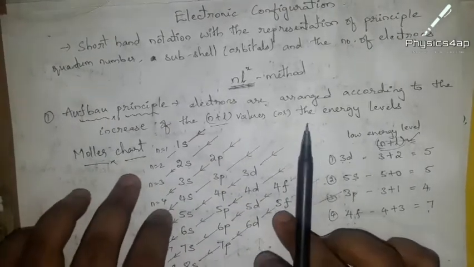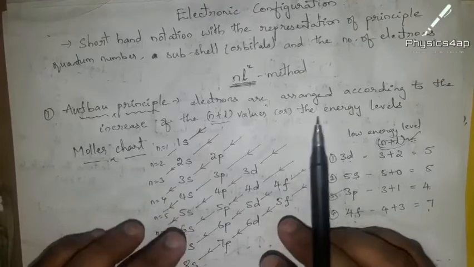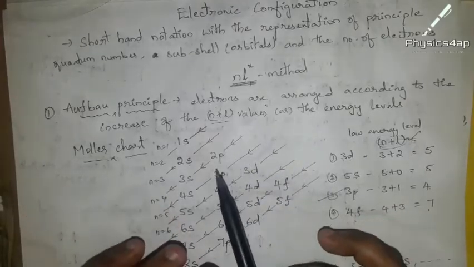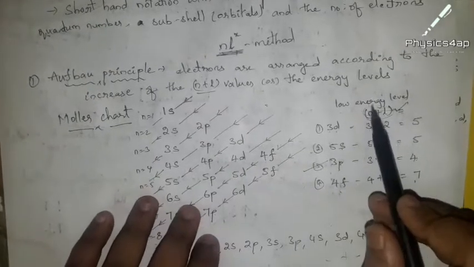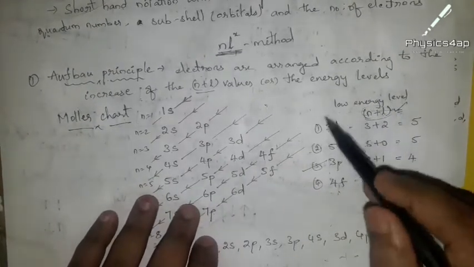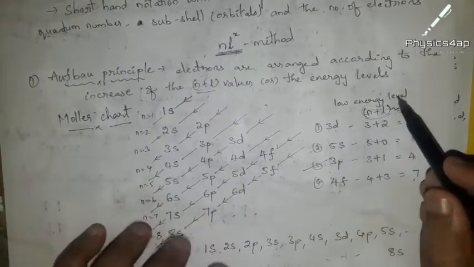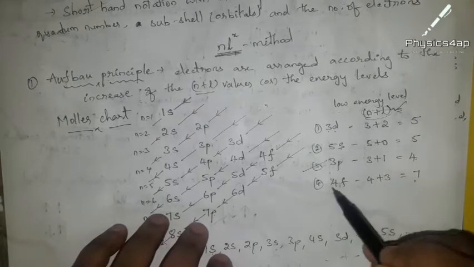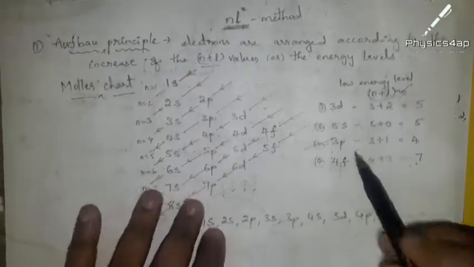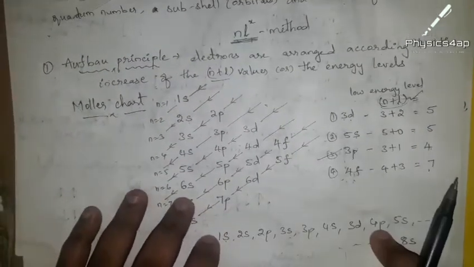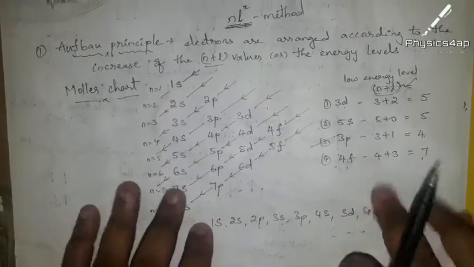So with the help of this Moeller chart, we can arrange the electrons in a specified manner, according to the increasing order of the energy levels. I have told you how to find out the lower energy levels, like in given options, to find out which is the lower energy level or which is the higher energy level. With the help of n plus l value, we can find it out. And this is the order of the energy levels according to increasing order.